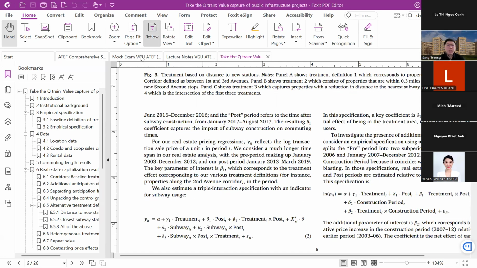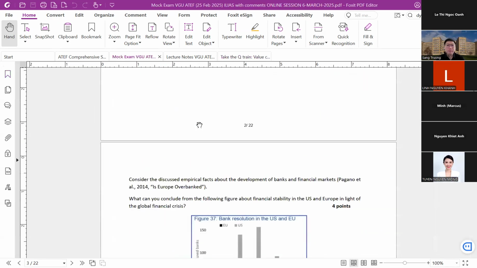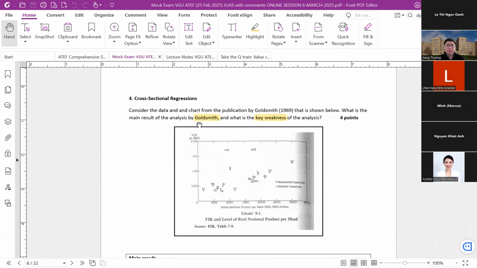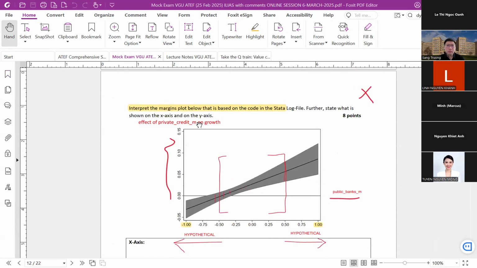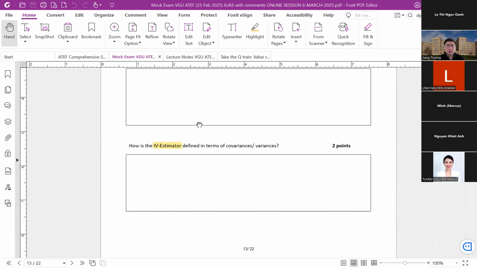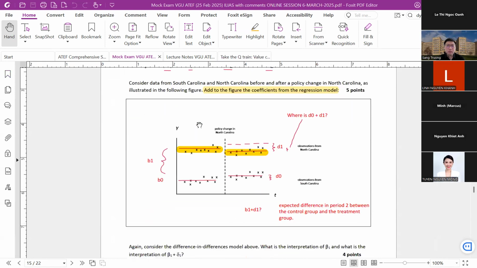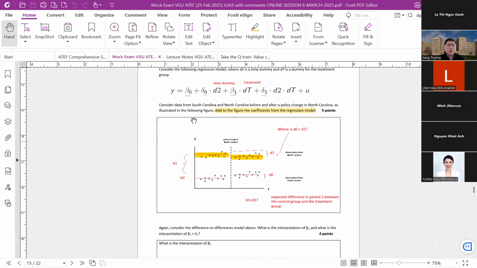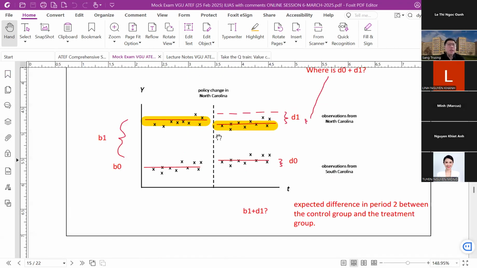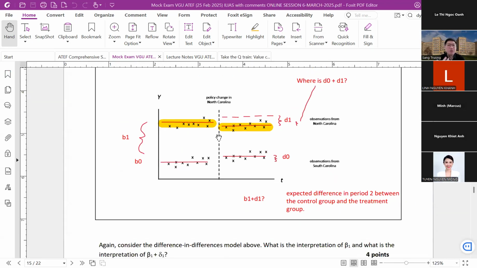And I think as in the mock exam, I may ask you to, of course, like we do not cover this paper, but it's the same for another paper if we get the idea right, right?